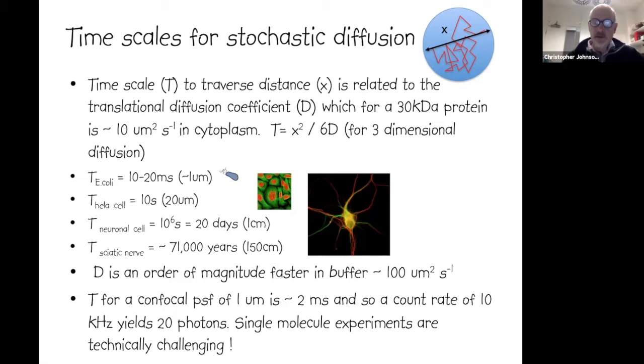And so if we consider a fluorophore that's giving us a count rate of about 10 kilohertz in terms of photons, that fluorophore will yield about 20 photons during its transit time through the confocal volume. So this just emphasizes that single molecule experiments are actually quite technically challenging to perform.